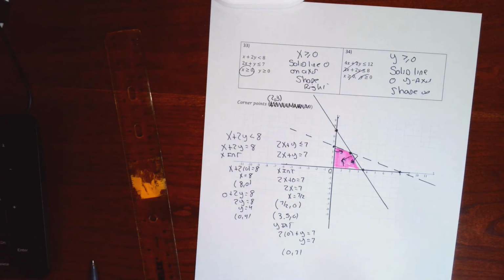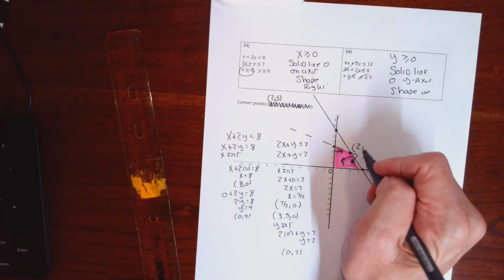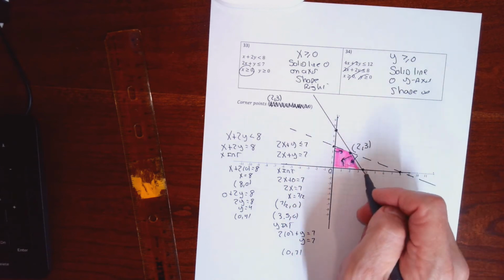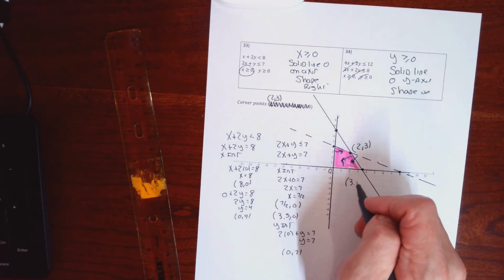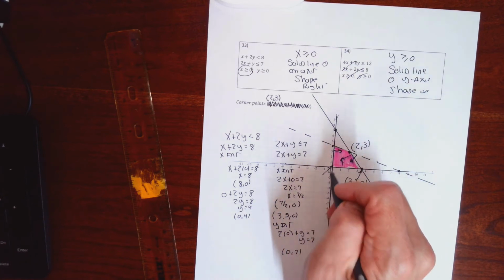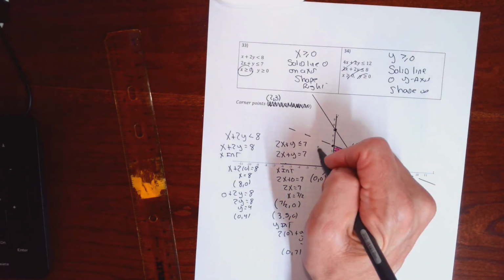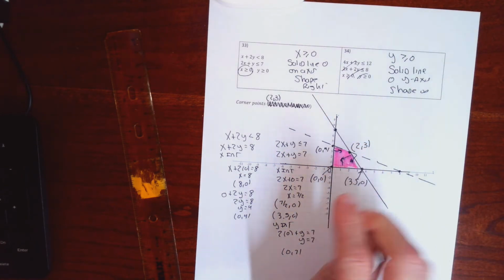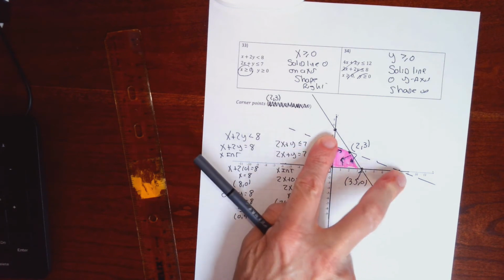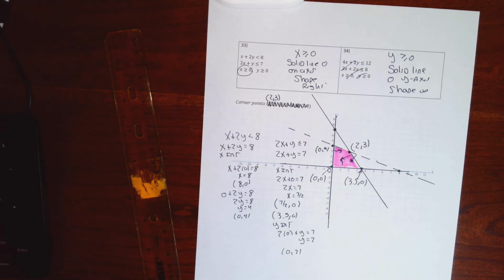And then corner points are any point that's an x-intercept, a y-intercept, or a point where lines intersect. The lines intersect at the point (2, 3). I have the point (3.5, 0) as that x-intercept. That (0, 0) is an x and a y-intercept, and this (0, 4) is a y-intercept. These other x and y-intercepts out here, because they're not around the final shaded boundary, aren't considered corner points.